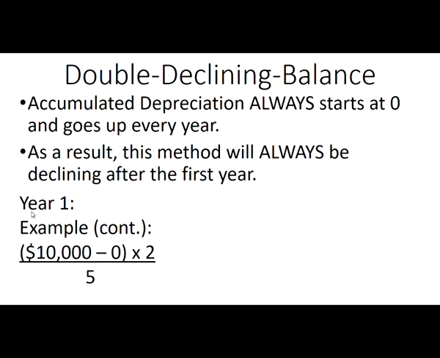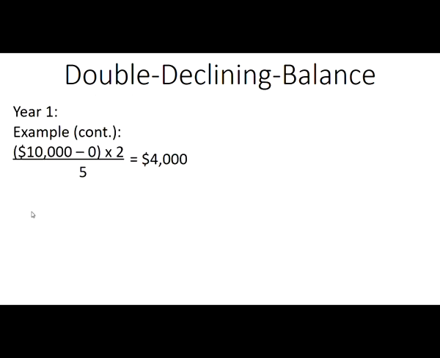Year 1, using our same cost from before of $10,000. Accumulated depreciation right now is 0. Take that times 2 divided by 5 years. Gives us year 1 double declining balance depreciation of $4,000.